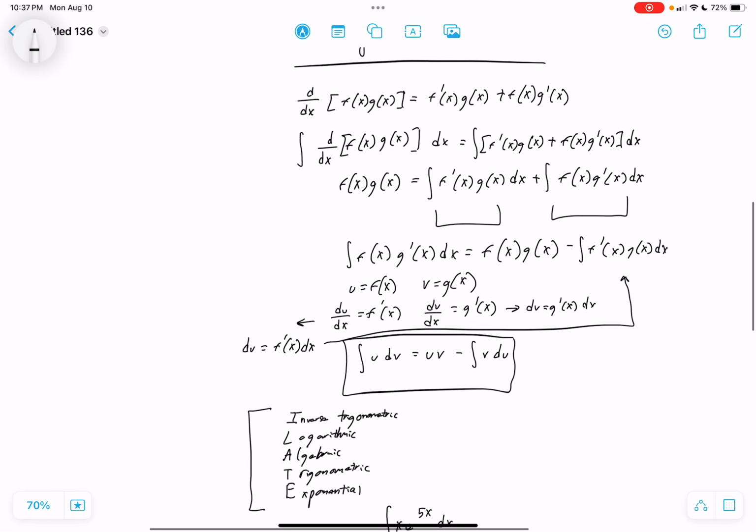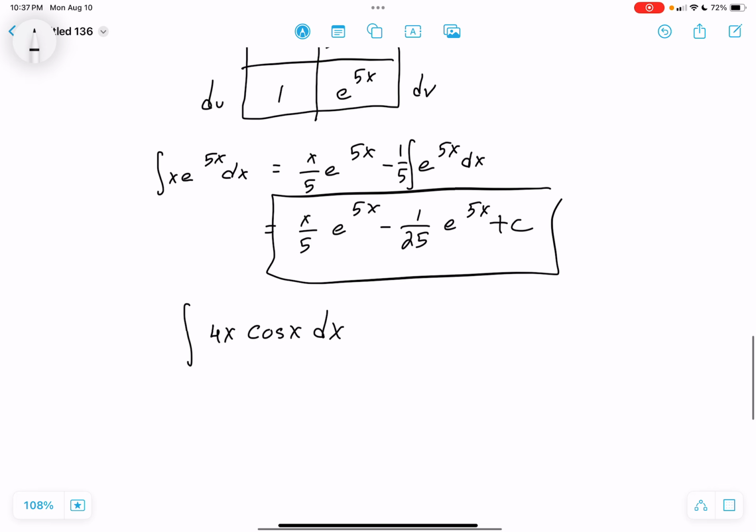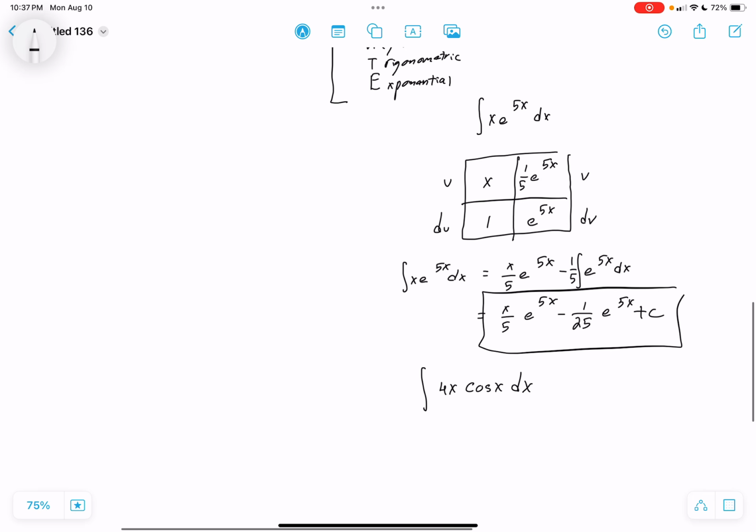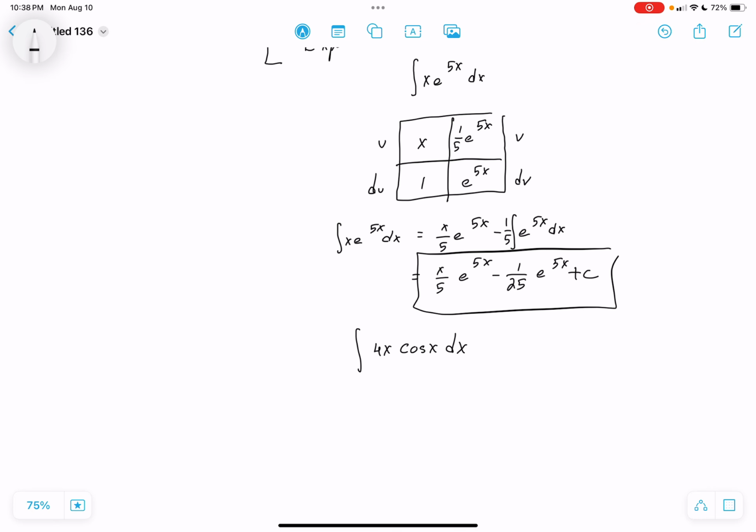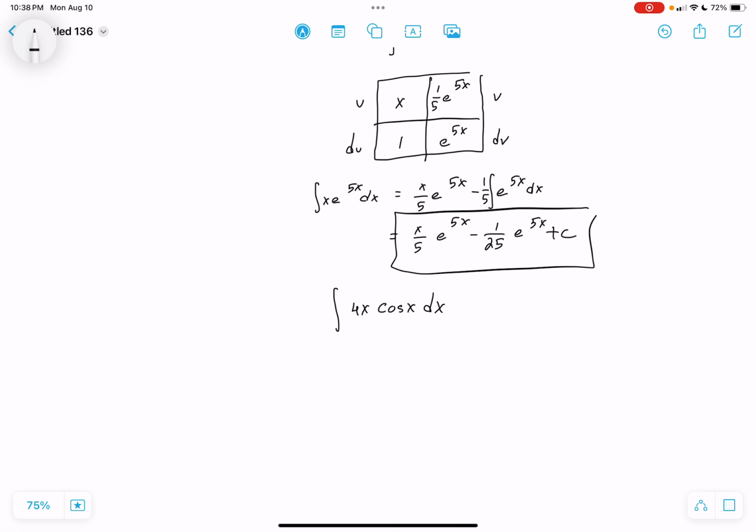So this integral right here is a little bit different because now we have a trigonometric function, but that should not scare us. We know that from ILATE, algebraic still does take precedence. So most likely, I'm going to put 4x here, and I get 4. Cos x here. Now the integral of cos x, remember, is sine x.